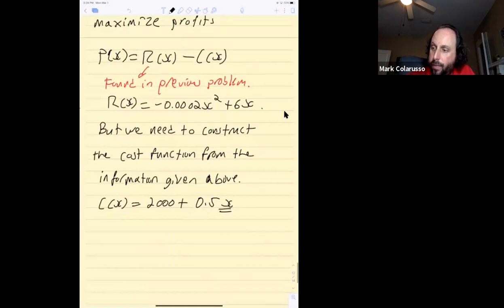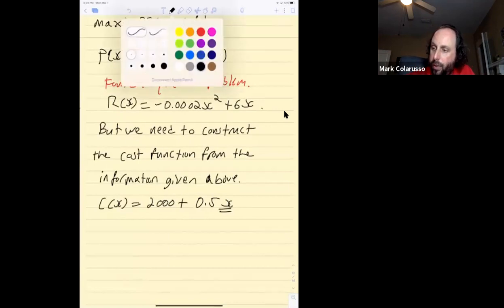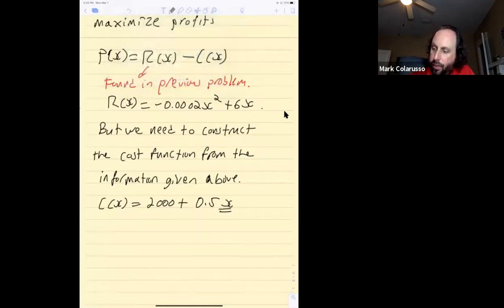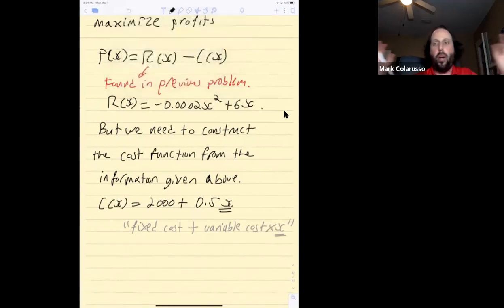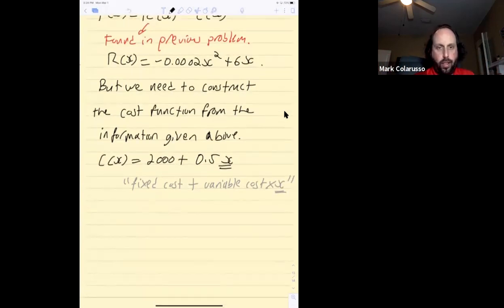So if you want to think about it, it's fixed cost plus variable cost times X, the number of things you're selling, because that's how many you have to buy. We're not worrying about things being left over. You're making the assumption you're selling them all. You're not worrying about waste. That's another complication that we won't get into.